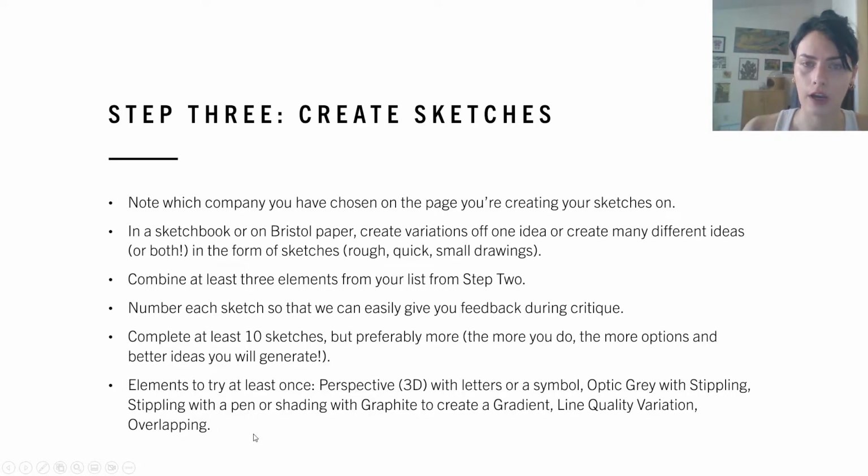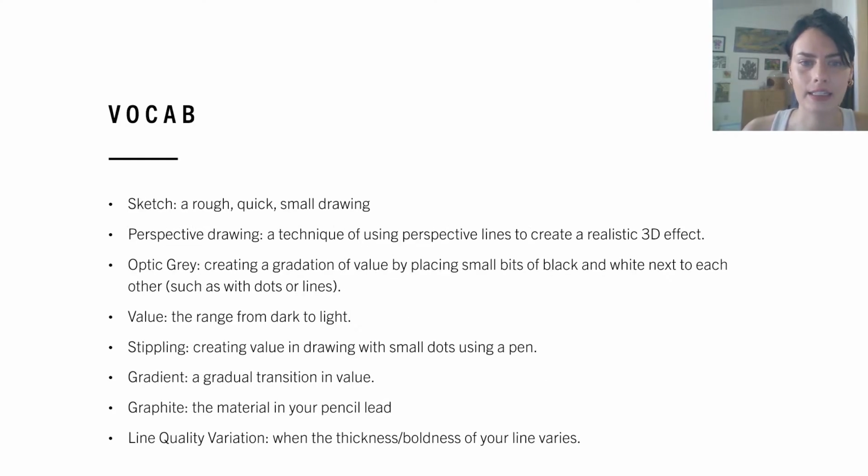Now, stippling is drawing with dots, and you could use that, or just smooth graphite from your pencil if you want to create a gradient. So gradient is when one value slowly transitions into another value. I'll show you an example in a minute. Line quality variation, that's where the thickness of your line varies. And overlapping. So if you're my student and you're taking notes, write these down, because these are all really good options to try when you're sketching, just to help you generate more design ideas.